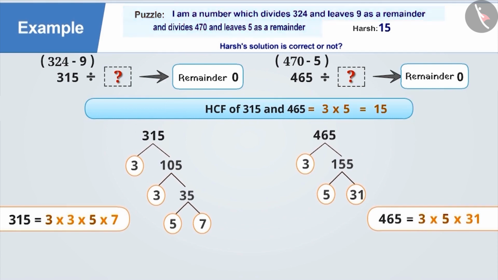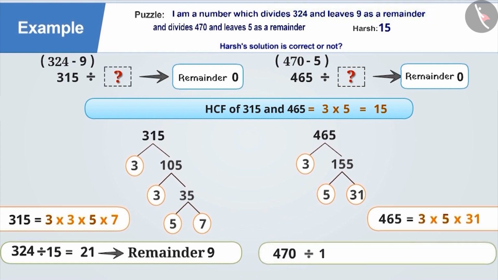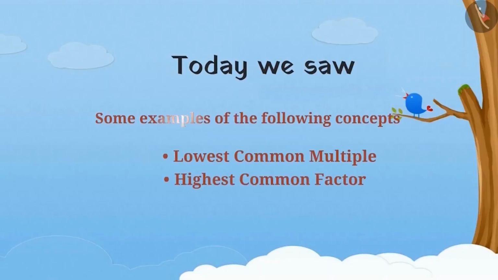Let's check our answer. If we divide 324 by 15, we get 21 with a remainder of 9, which is correct according to the riddle. Similarly, if we divide 470 by 15, we get 31 and a remainder of 5, which is again correct according to the riddle. Therefore, we can say that Harsh has found the correct answer to the riddle. Today, we saw some examples of the following concepts. In the next video, we will clear some misconceptions related to this.